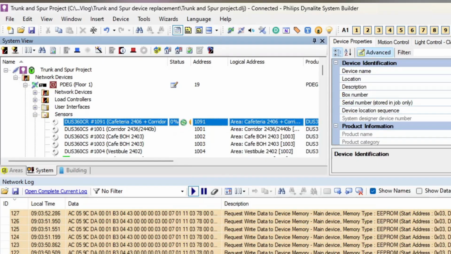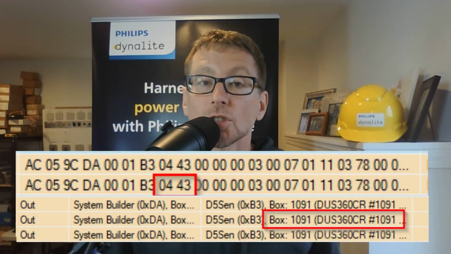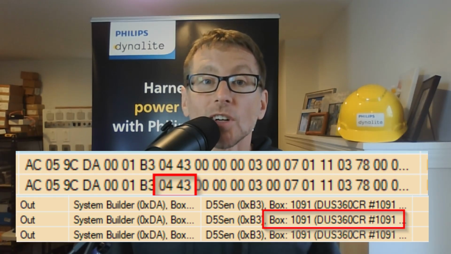As you can see, the box number assignment fails. That's because we told System Builder we have a trunk connection, and it's expecting sensors to show up with a box number starting with 1000. This is where most people go wrong. What we actually need is a spur connection.